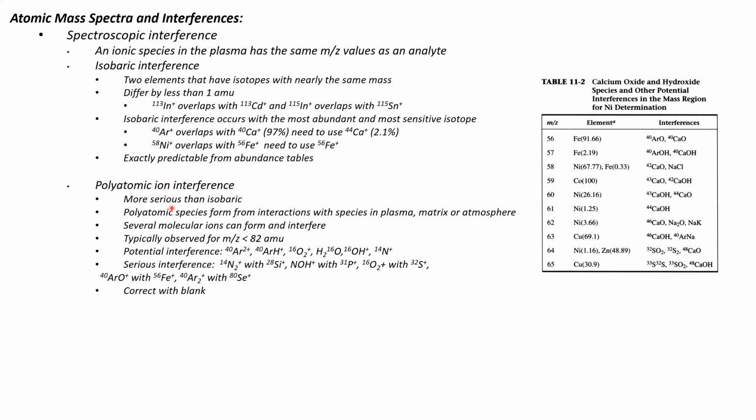If we have a polyatomic ion interference, this is more serious than isobaric. This is because polyatomic species form from interactions with the species in the plasma matrix or atmosphere, and so we're not quite sure where the interferences have come from, and so it can be hard to piece together exactly what is the cause of these interferences, but there are ways around it. We can correct with a blank, so we can see the different ions that might be produced just by the plasma itself. We can even add sacrificial things like ammonia.